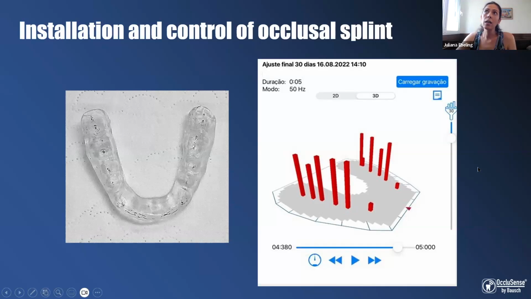And in the opposite way, some patients are very controlled and very good after our rehabilitation, and the system is very stable. You can negotiate the use of occlusal splints because we have objective data of this control over time.